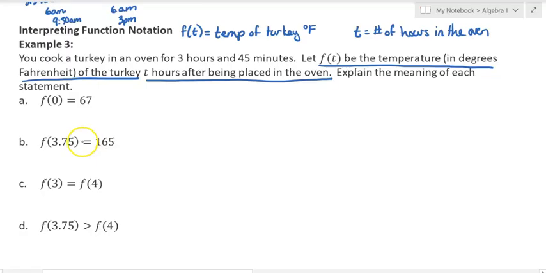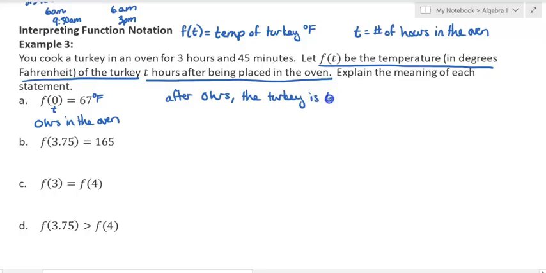So explain the meaning of each statement. So f of 0, 0 is t. How I can tell is it's the input in the parentheses, and right here, t is the input. So t is 0. That means 0 hours in the oven. The output is the degrees Fahrenheit. So after 0 hours, which would basically mean when you start, the turkey is 67 degrees Fahrenheit. So basically, once you get it out of the fridge and you put it in the oven right at the starting point before it's cooked, the turkey is 67 degrees Fahrenheit.